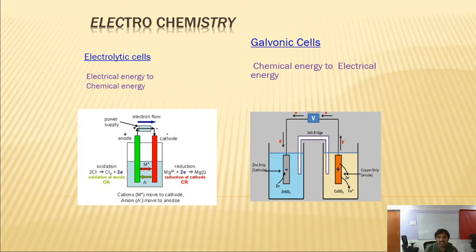Whereas in the galvanic cell, we are using a voltmeter instead of an external source. Here the voltmeter detects whether the current is flowing or not. Okay, now next.